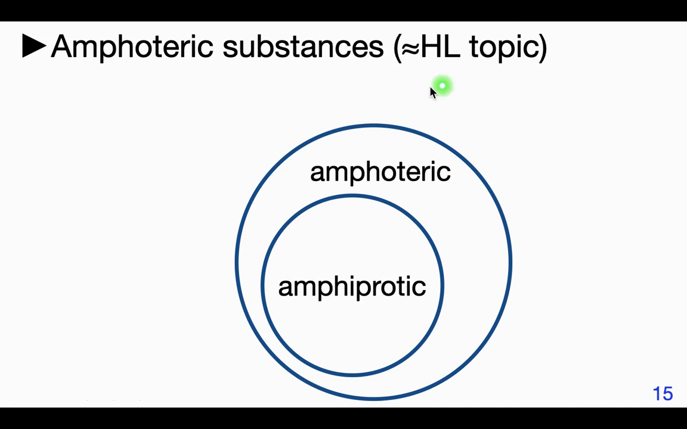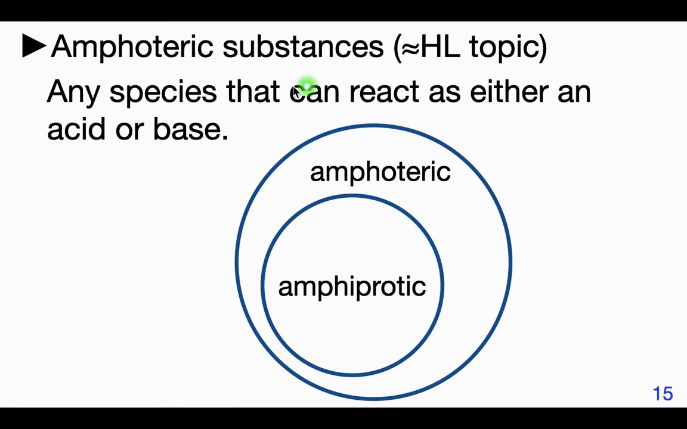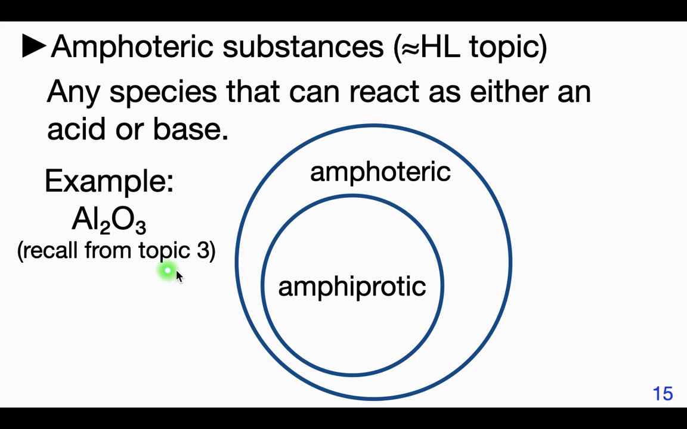All right, the last topic, amphoteric substances. This is really a higher level topic. An amphoteric substance is any species that can react as either an acid or a base. Now, you might recall from topic 3, when we looked at the chemical properties of period 3 oxides when they react with water, and when we got to aluminum oxide, we saw that it was what we called, and you had first seen this term there, amphoteric, meaning that it can behave as an acid or a base. If you go back in your notes, you'll see the two reactions involved. So it's an example of a substance that's amphoteric.